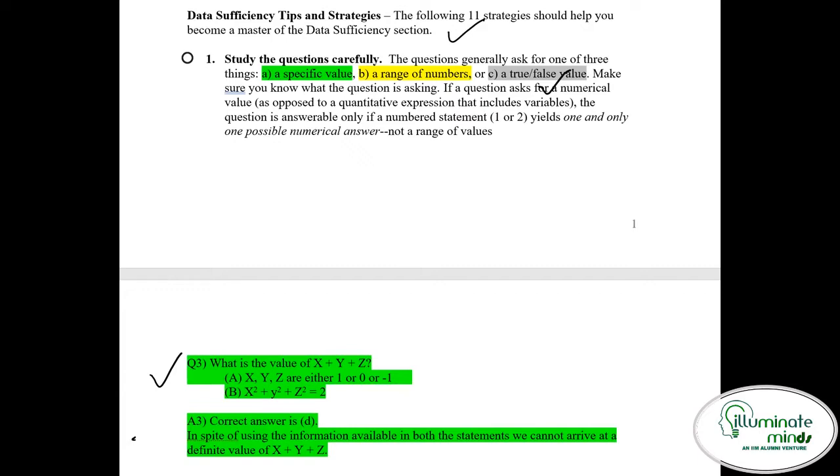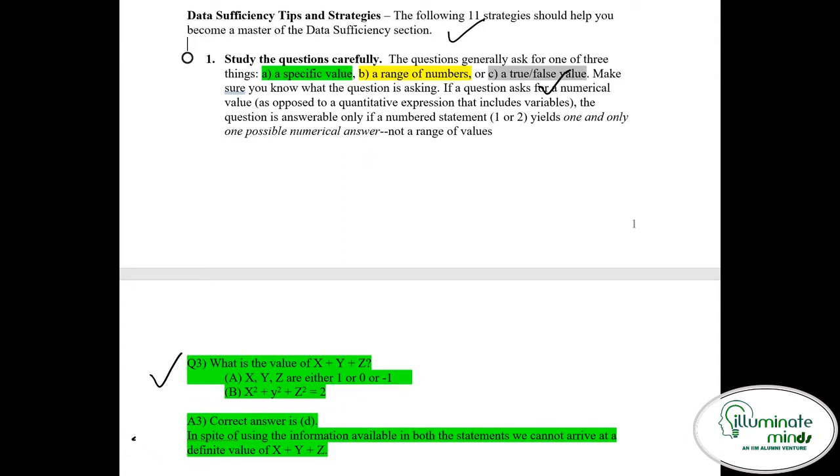A specific value: what is the value of x, y and z? That's the question. So don't look at the answer please. Hint A: x, y and z are either 1, 0 or minus 1. So what does that mean? The value of x can vary like anything. It can have the value 1, 2, 0, minus 3, plus 3 also. So the value of x would be very difficult to find from hint A. Hint B: x square plus y square plus z square is equal to 2.